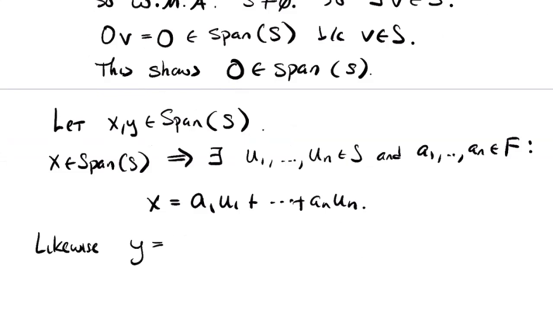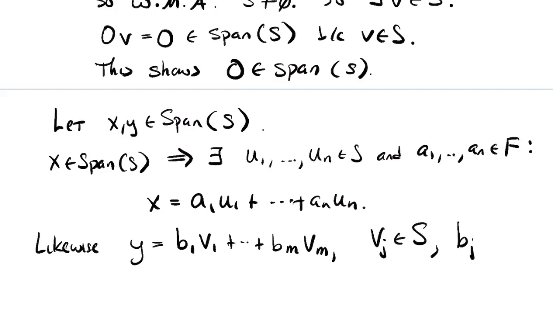that's kind of a lazy word for I don't want to put in all of the details. Likewise, Y has to be some sum. I'm going to call it, say, B1, maybe I'll call them V's, B1 V1 up to, say, BM VM, where the VJs belong to the set S, the B sub J's belong to the field, right? Because Y is in the span of S. That's what I mean by this likewise. It's the same exact reasoning that I do for X.